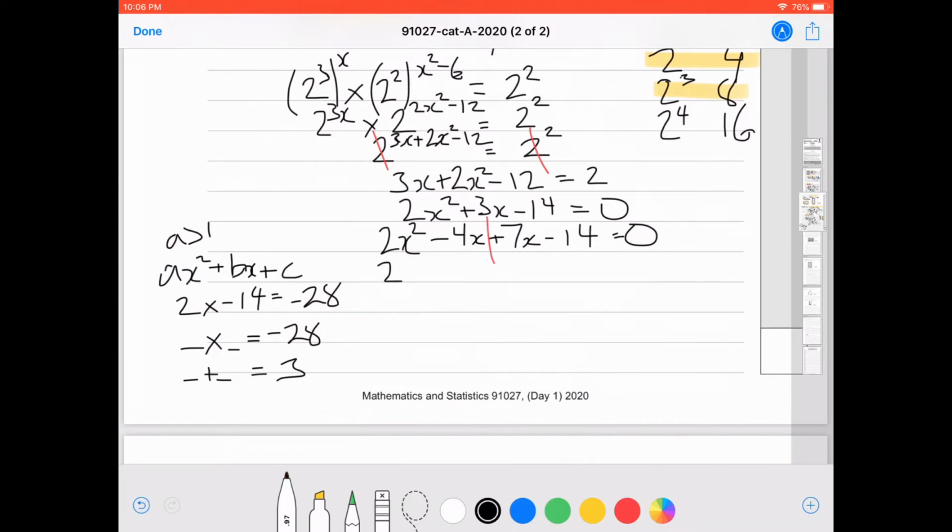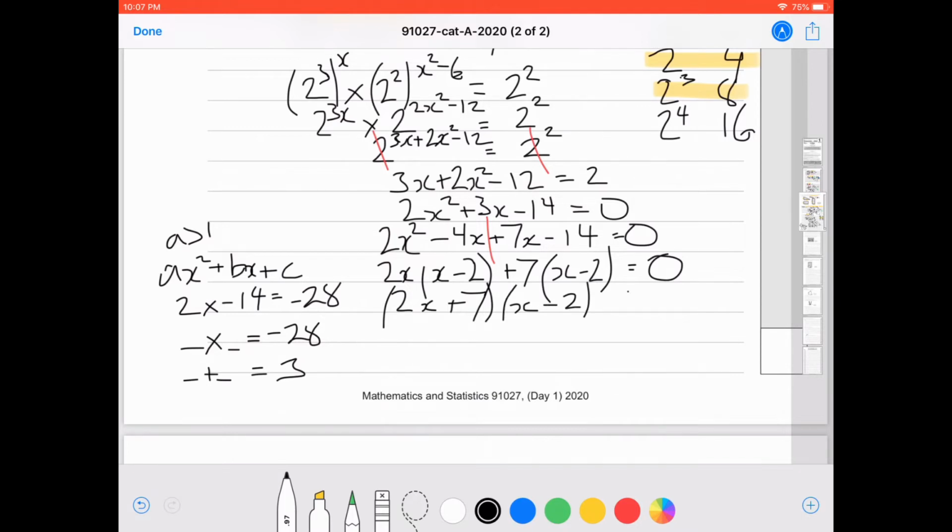We factorize the left hand side, so 2x and x minus 2 inside the brackets, and the right hand side plus 7 is a common factor with x minus 2 inside the brackets. And you know you're on the right track when those two brackets are the same. So 2x plus 7 becomes a factor, and x minus 2, and they equal to 0. And at this point we can solve for x.